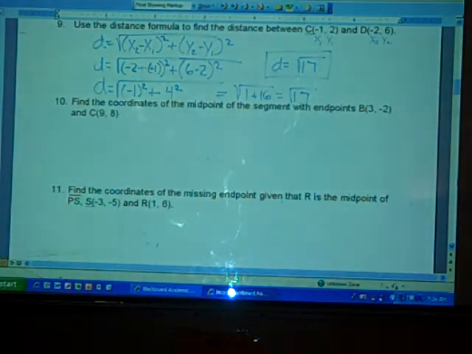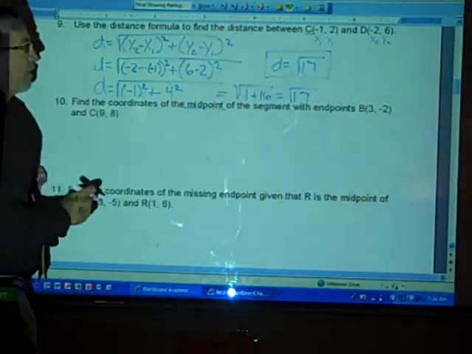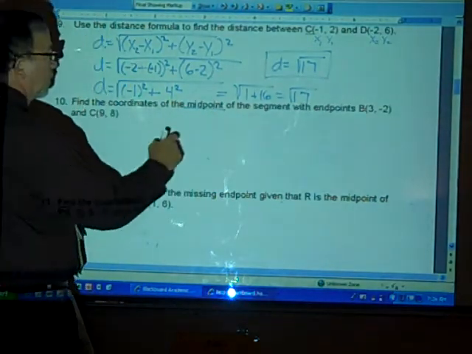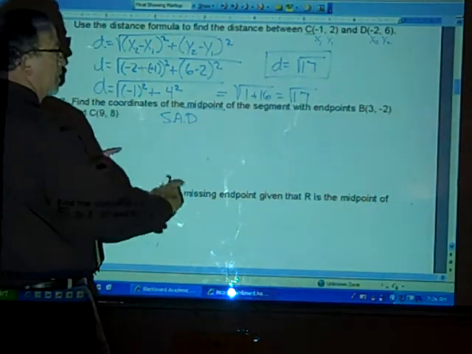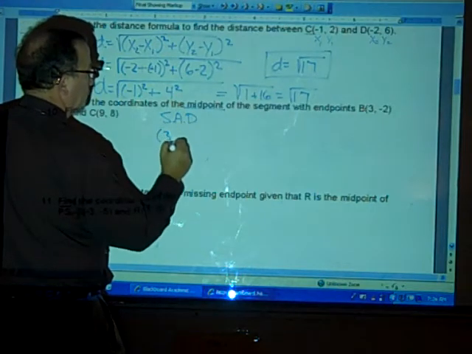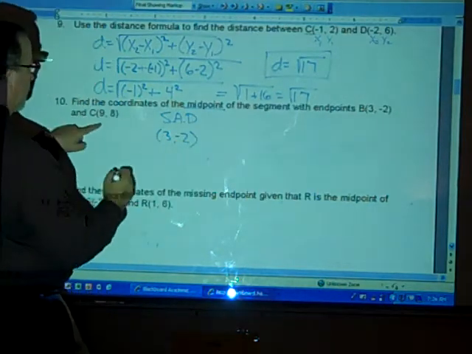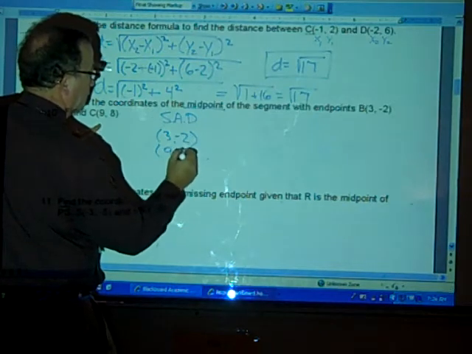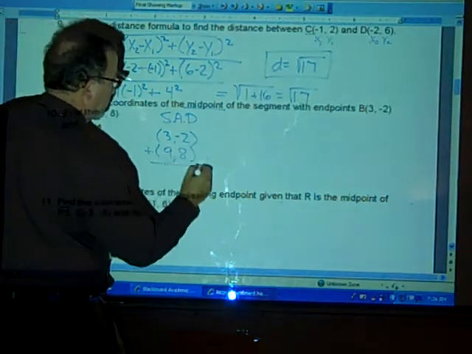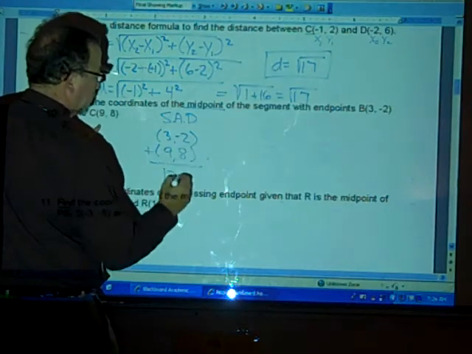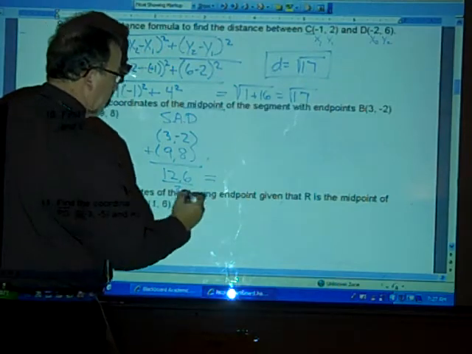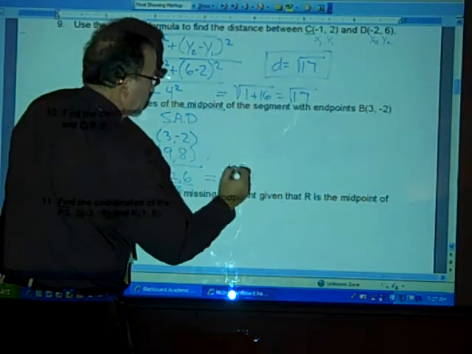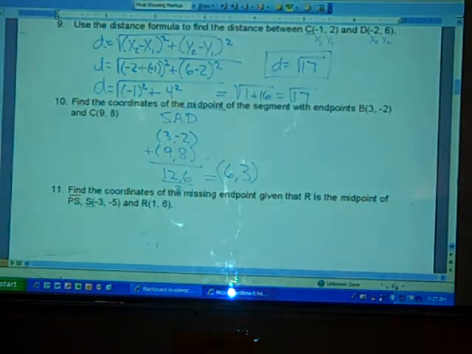That's number 9. Number 10 says find the coordinates of the midpoint of the segment given the endpoints. So to find the midpoint, we use the shortcut: stack them down, divide by 2. So we're going to stack them first. We're going to do 3, -2, and then 9, 8. We're going to add them. 3 plus 9 is 12. -2 plus 8 is 6. And we're going to divide this whole thing by 2. And that gives us 6, 3 for the midpoint.